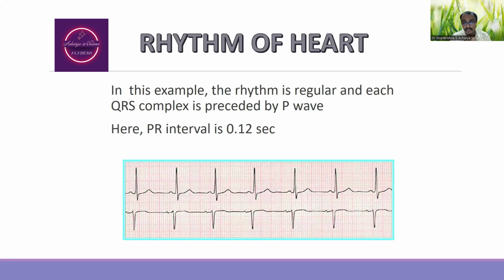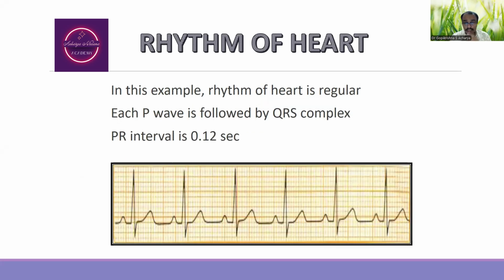So this is an example where you are going to see the P wave is present for every QRS complex. The PR interval is constant. The QRS interval is constant. The QT interval is constant for every beat. So this is termed as, the rhythm of the heart is regular in this particular example.